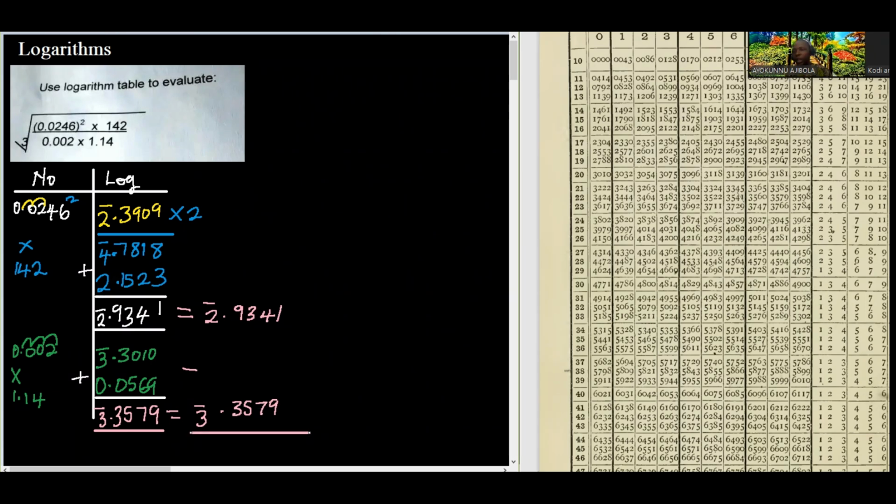1 minus 9 is not possible. You borrow 1, that's 11 minus 9, that gives us 2. Then 3 minus 7 is not possible. You borrow 1, that's 13 minus 7, that's 6. Then 12, 2 minus 5 is not possible. So 12 minus 5 is 7. Then 8 minus 3 is 5. Then put a point. Negative 2 minus negative 3. That means negative 2 plus 3, that gives us positive 1.